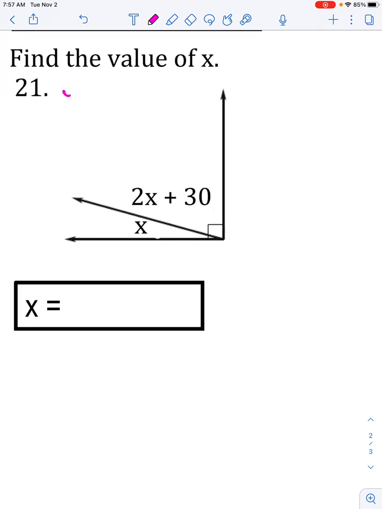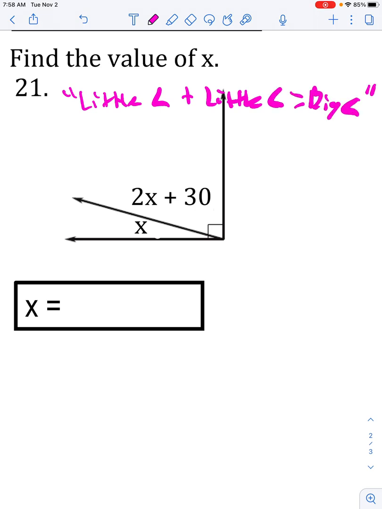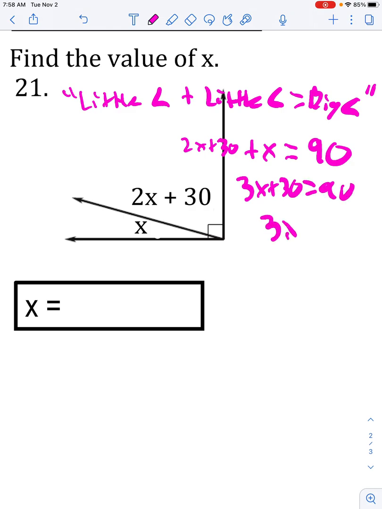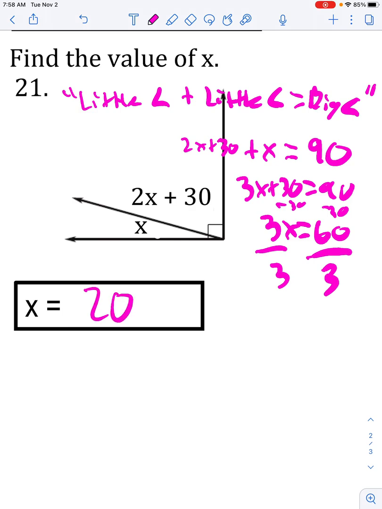All right angles are 90 degrees. So the way I like to talk about these is little angle plus little angle equals big angle. So 2x plus 30 plus x, little plus little equals the big angle, which is 90. 3x plus 30 equals 90. 3x, if I subtract 30 on each side, I get 3x equals 60. Divide by 3, I get x equals 20.